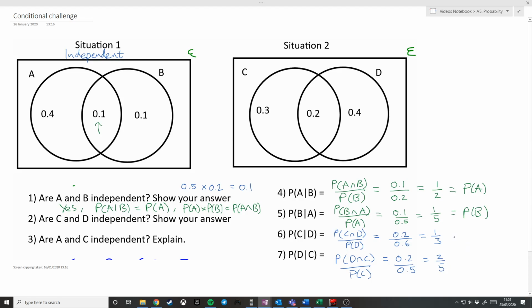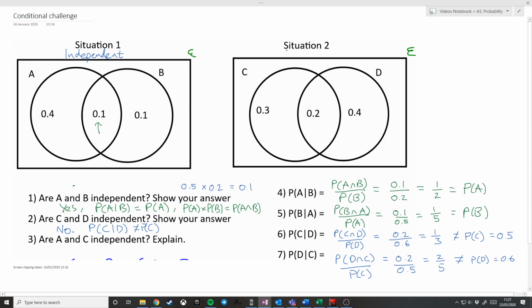This, though, as we can see, does not equal the probability of C, which equals 0.5. And this does not equal the probability of D, because that equals 0.6. So are C and D independent? No. Probability of C given D does not equal the probability of C, and that's all you'd need with the working I did down here. The last question on here says, are A and C independent?